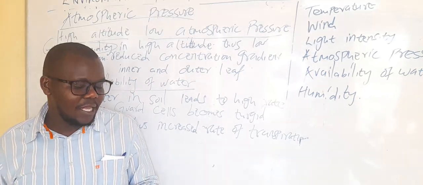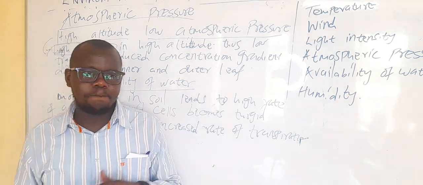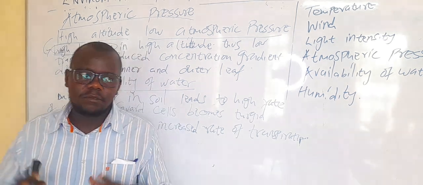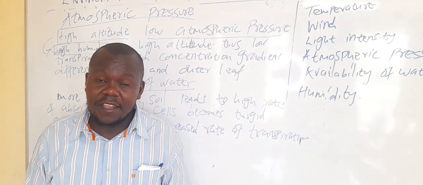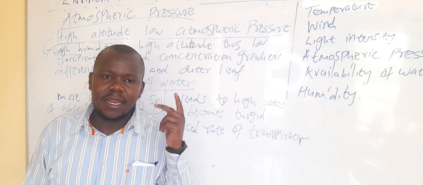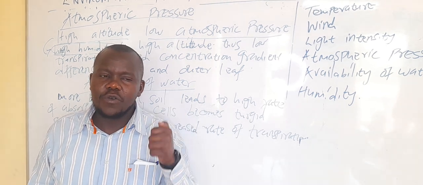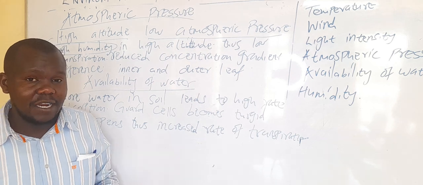That is it that we learn today. We have discussed about what? Factors or environmental factors that affect the rate of transpiration: temperature, wind, light intensity, atmospheric pressure, humidity, and the availability of water. There are 6.